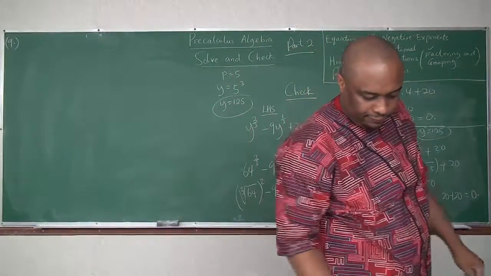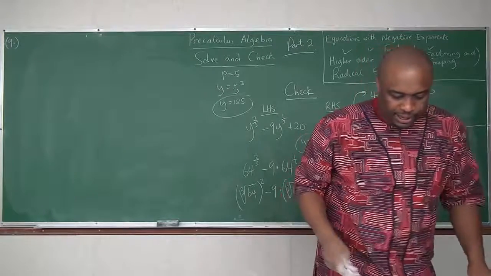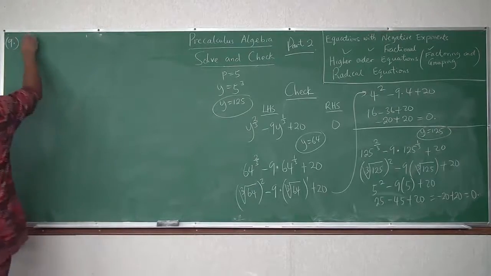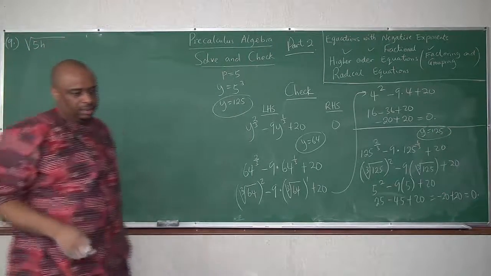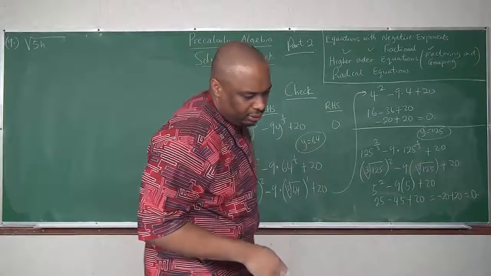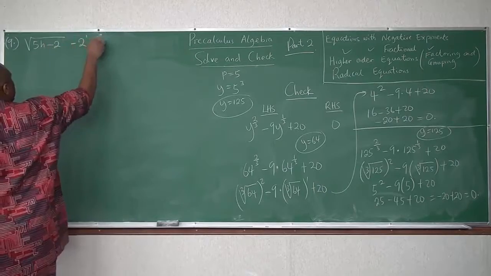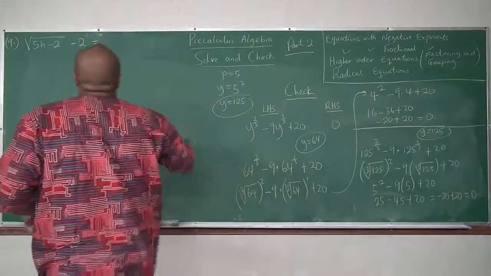Okay, let's do question 9. So I check this off. Solve and check. Question 9, we have a radical, square root of 5h minus 2 equal to 0.